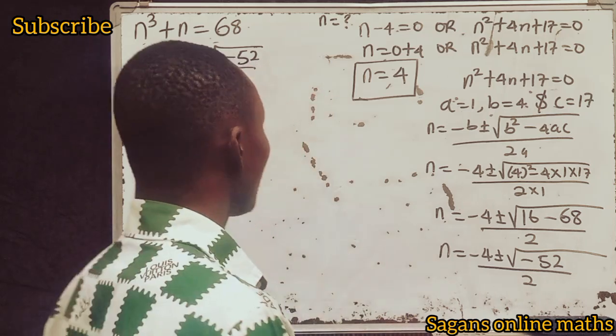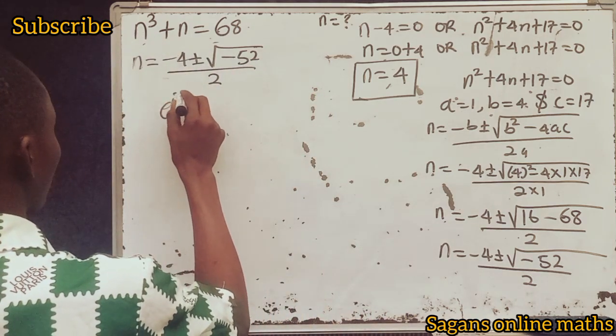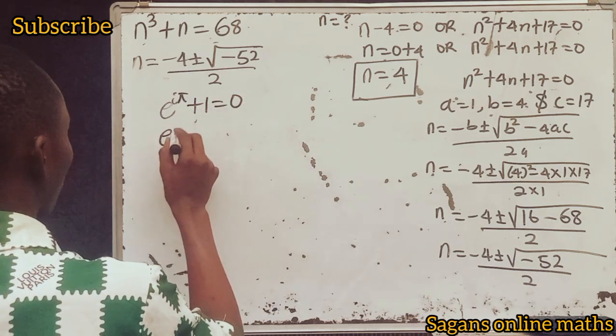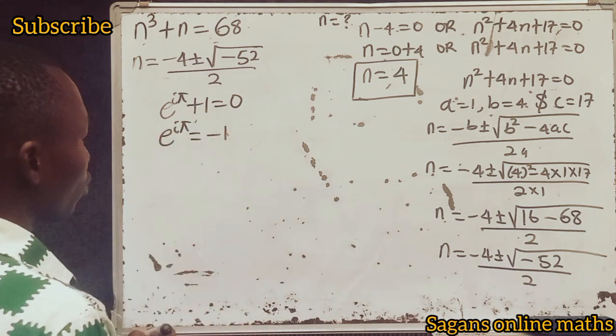All right, now I want you to understand that in Euler's identity, e to the power of i pi, plus 1 is equal to 0. It means that e to the power of i pi is equal to -1, by subtracting 1 from both sides.